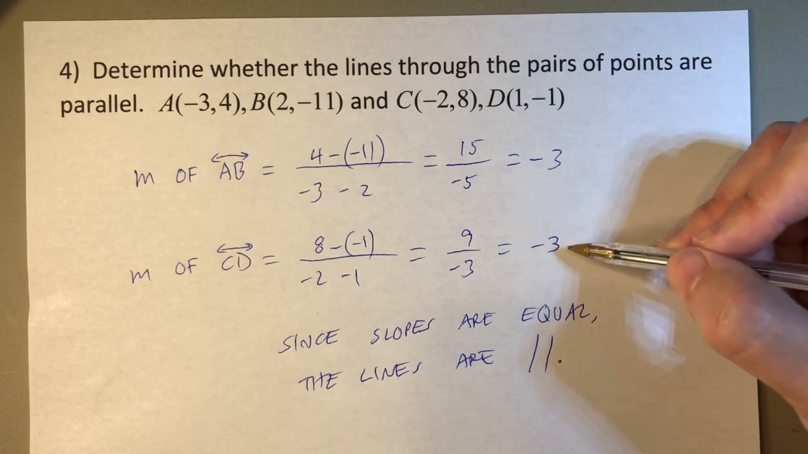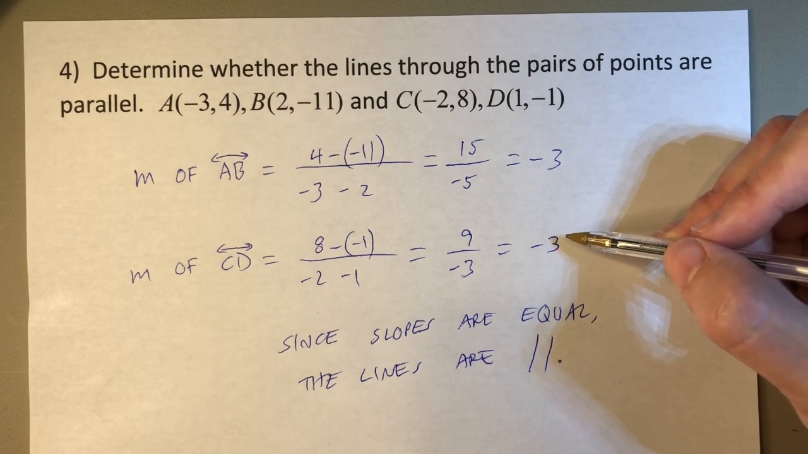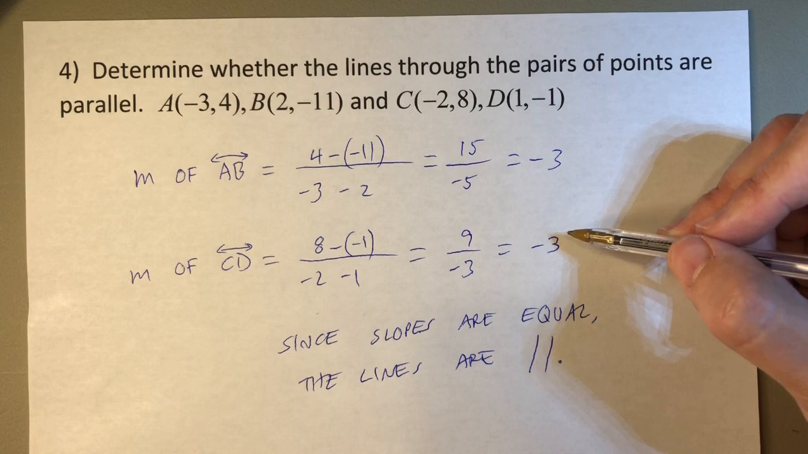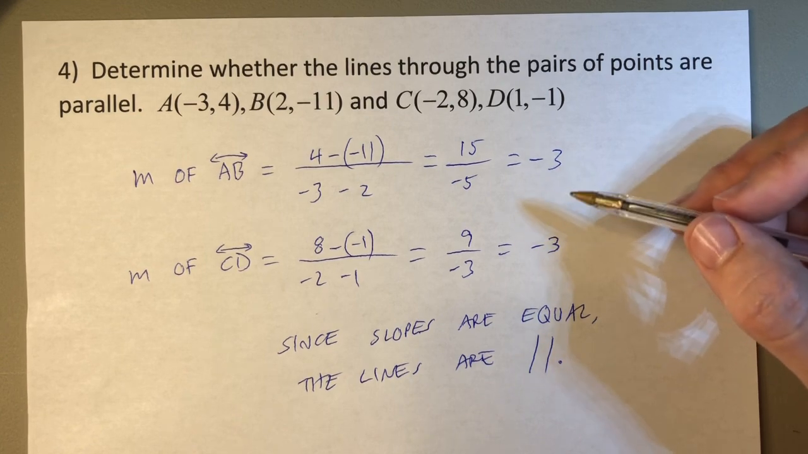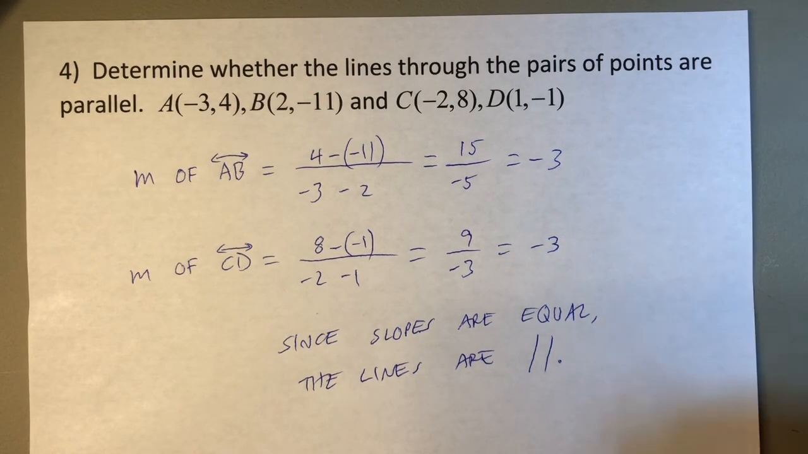Now, if one of these happened to end up being equal to a positive 1/3, then the two lines would be perpendicular. If neither one of those conditions were true, then it'd just be neither. They would be neither parallel nor perpendicular.